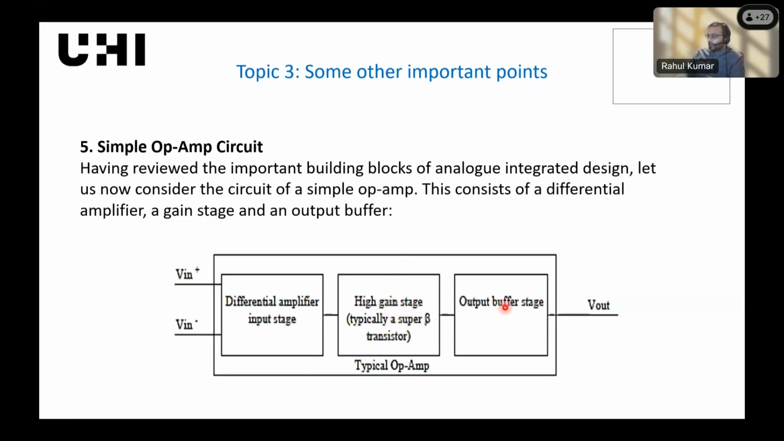Then we are going to have the output buffer to have high input impedance, okay, and low output impedance. So this is the basic building block of an op-amp.